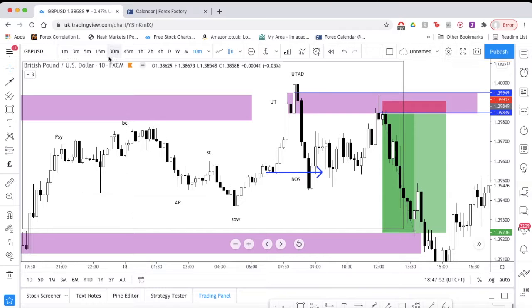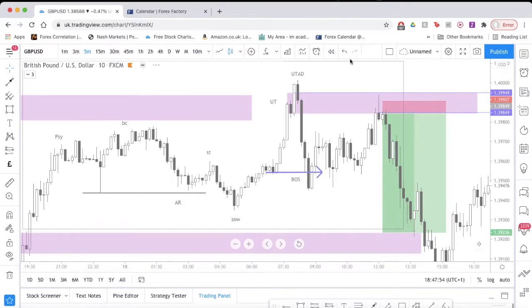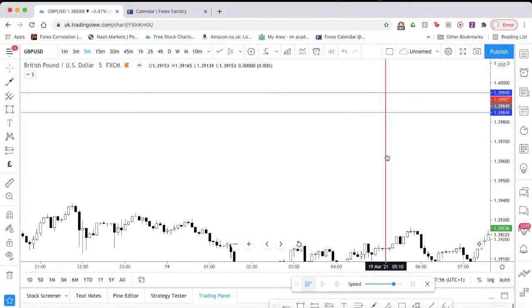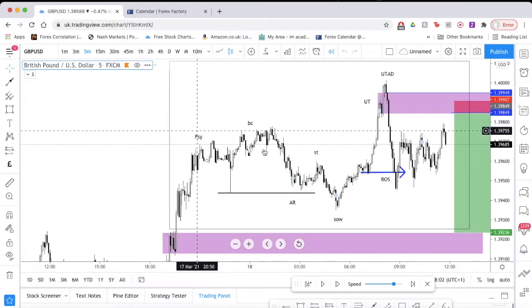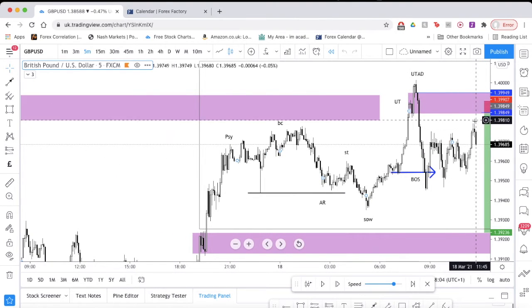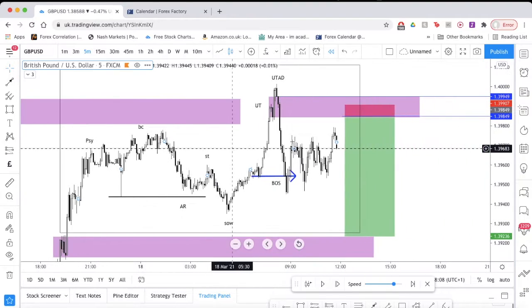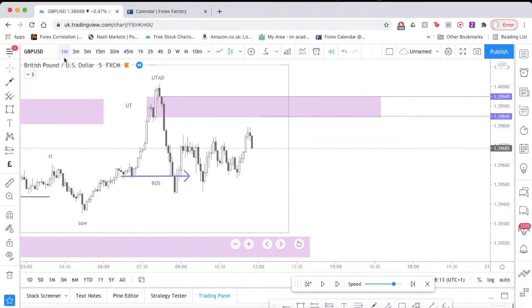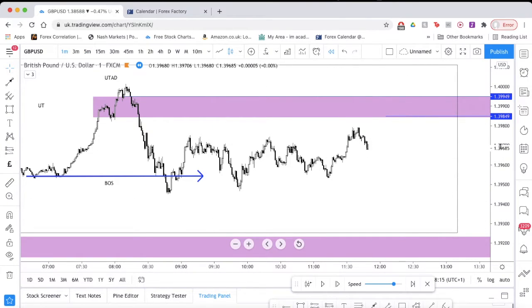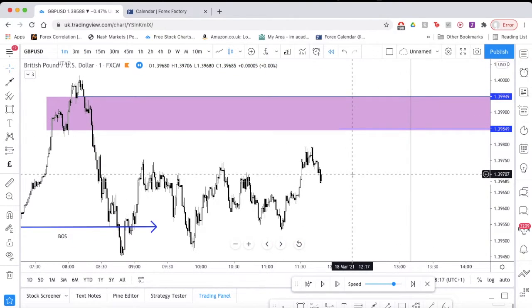Now, what I'm going to do is move it to the 5-minute, and I'm actually going to cut the chart down to our area of entry. I'll cut it off there, and we can actually watch it get into our area of interest. So as we can see, we're waiting for price. We'll go down to the 1 minute so we can see everything in detail.